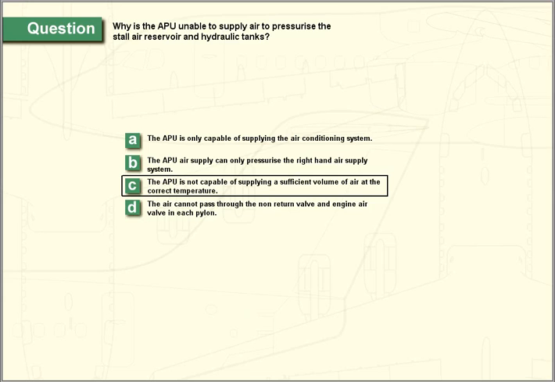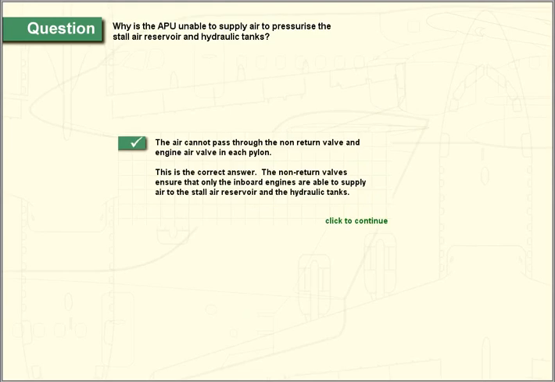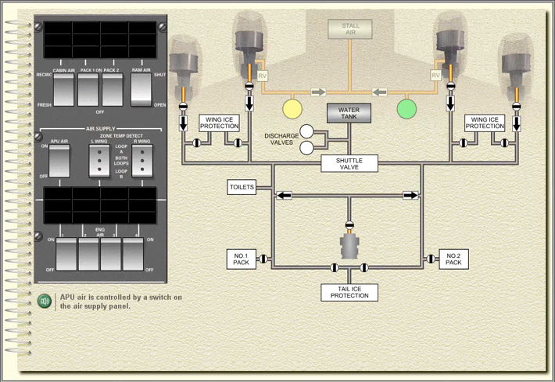Why is the APU unable to supply air to pressurize the stall air reservoir and hydraulic tanks? Airframe ice protection cannot be supplied by the APU as it is unable to supply the volume of air required. When airframe ice protection is required, APU air must be selected off.